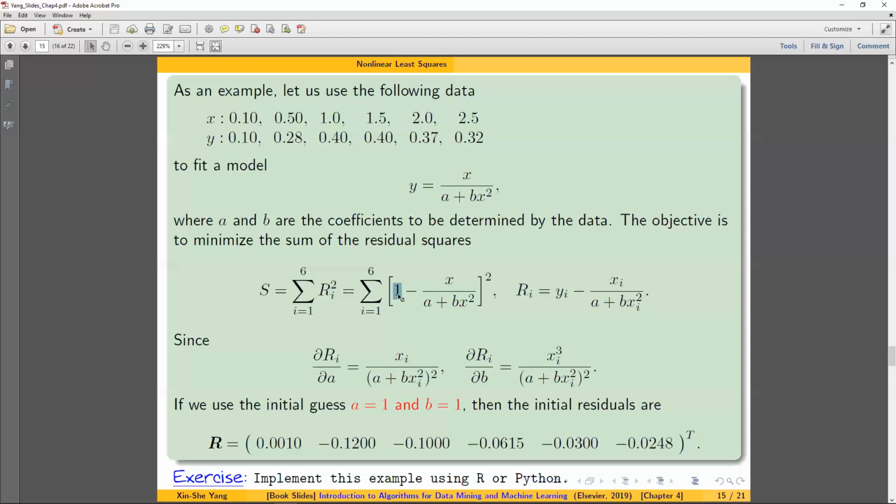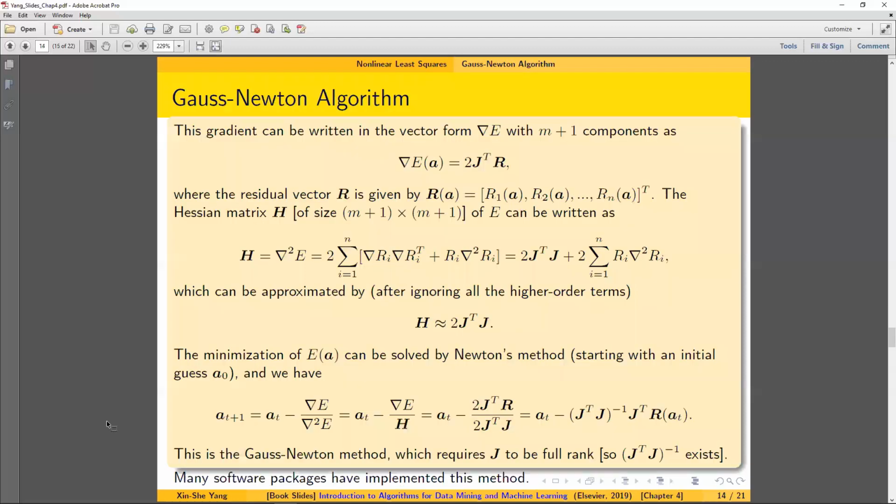Once you have that, you can calculate the partial derivatives in terms of a and in terms of b. Then you use an initial guess of a equal to 1 and b equal to 1, find the initial residuals, and implement the algorithm to come back with our final solution of a and b. This is an exercise that you can work on your own using R or Python, but the algorithm itself is straightforward, as what we discussed here.